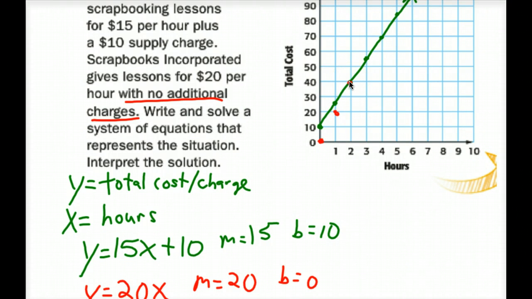Boom! Guys, you'll love it when the second line lands right on the first line. That's what you're trying to find. Up 20, over 1. I'm going to do it a little bit more. Okay, use your straight edge. They're kind of close to each other, but there's clearly a point of intersection there. Circle that point of intersection, guys.